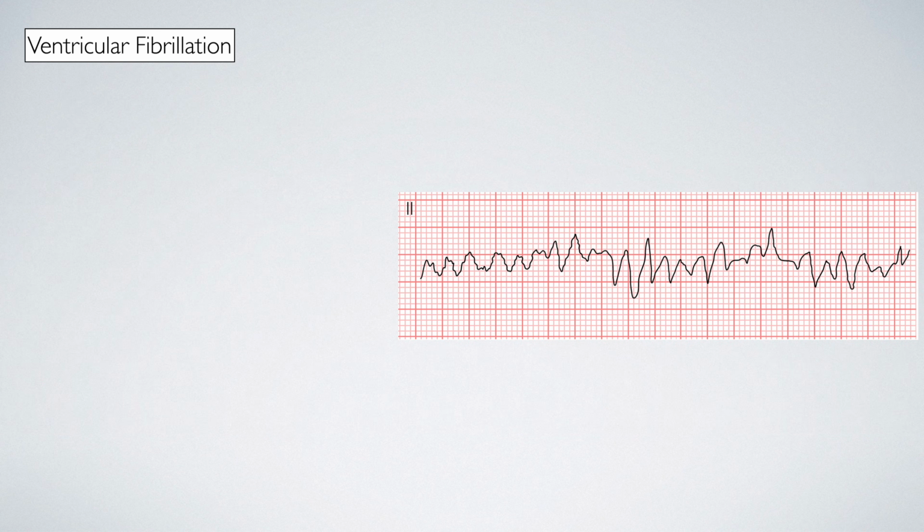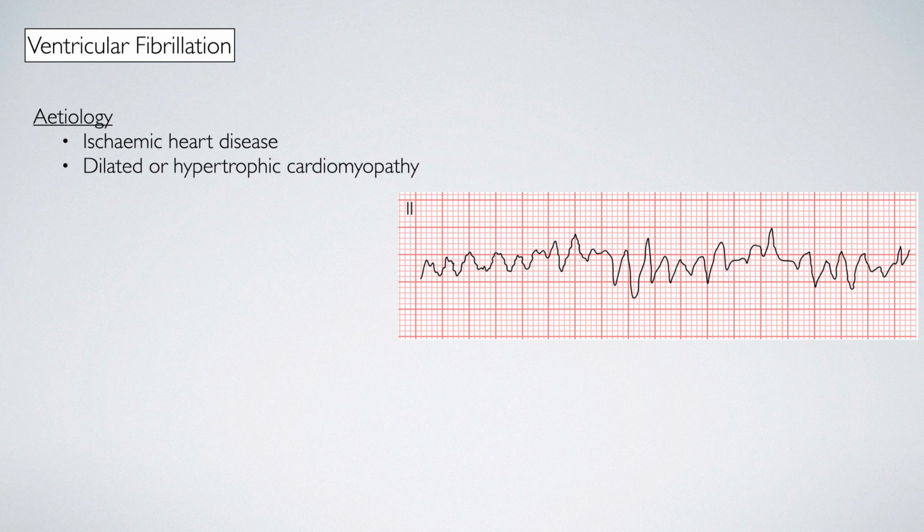The most common cause of ventricular fibrillation is ischemic heart disease, or more specifically, an ischemic event. Dilated cardiomyopathy or hypertrophic cardiomyopathy may also cause this arrhythmia. Ventricular fibrillation is driven by coexistent multiple complex wavelets that are produced by a mother rotor.